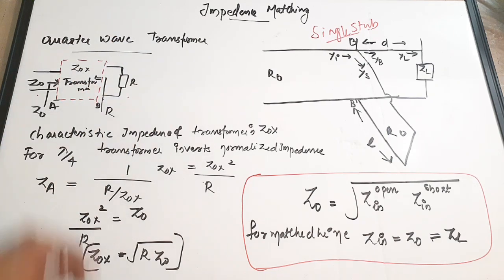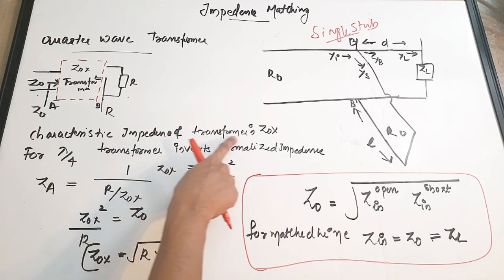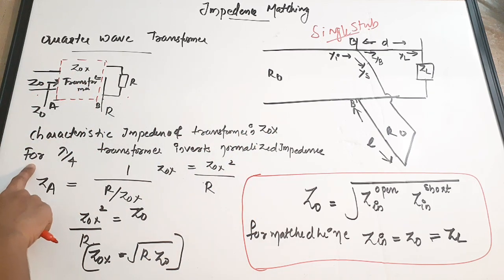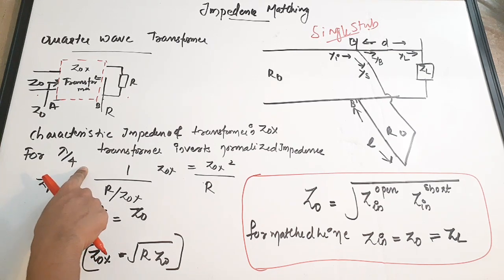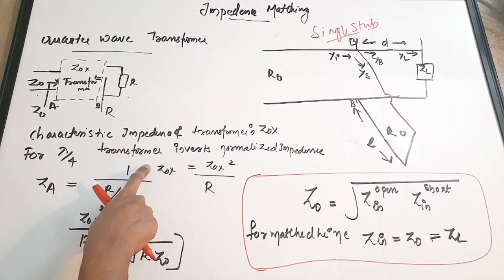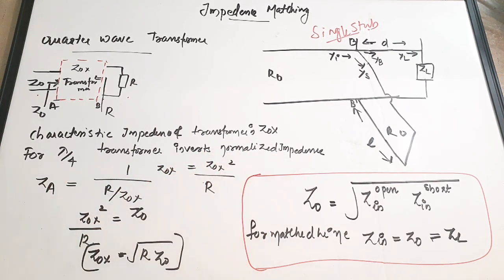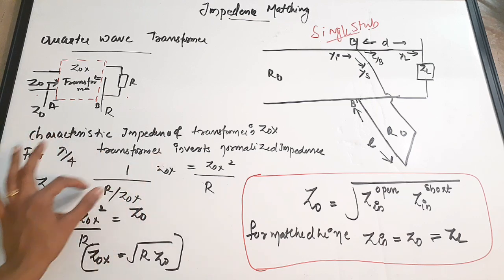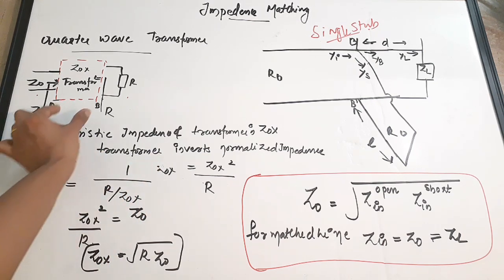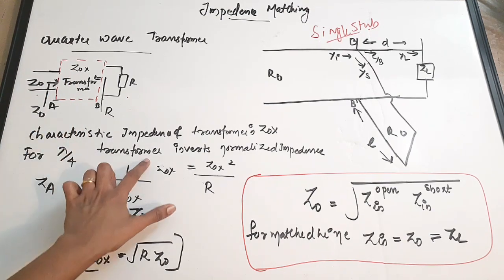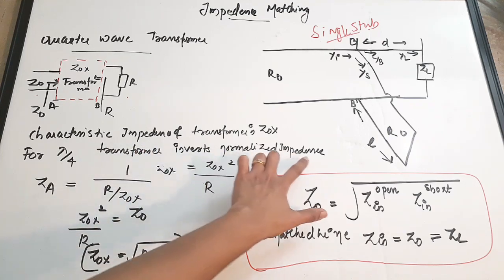Here the characteristic impedance of the transformer is represented as Z0X, and if you are using a quarter wave transformer, the length of this section will be lambda by 4. This lambda by 4 transformer inverts the normalized impedance. So if a lambda by 4 or quarter wave transformer is used, with the wavelength by 4 as the length of the transformer section, it inverts the normalized impedance.